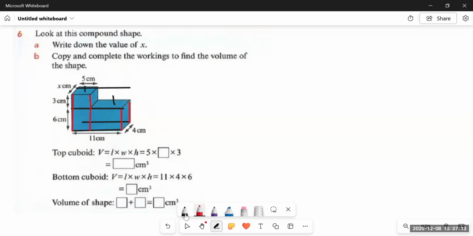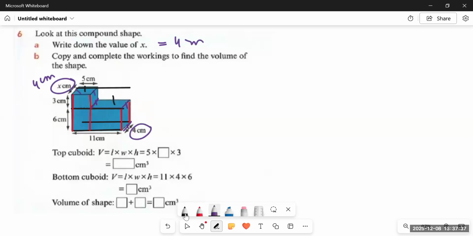And when we talk about the breadth, this part is the breadth. This is breadth, this is breadth, this is breadth. This is given as 4 centimeters. So all these corresponding breadths would be 4 centimeters, and x would be 4 centimeters. So the value of x would be 4 centimeters.